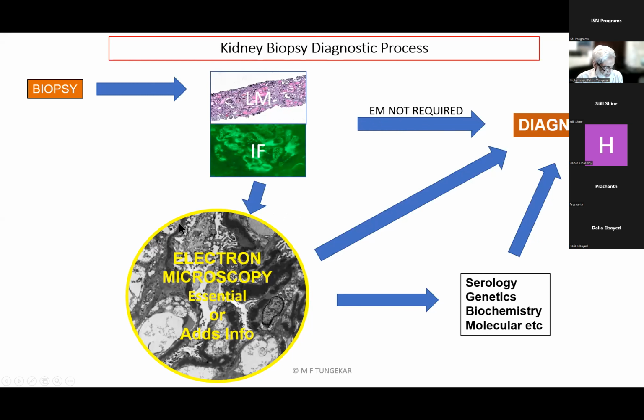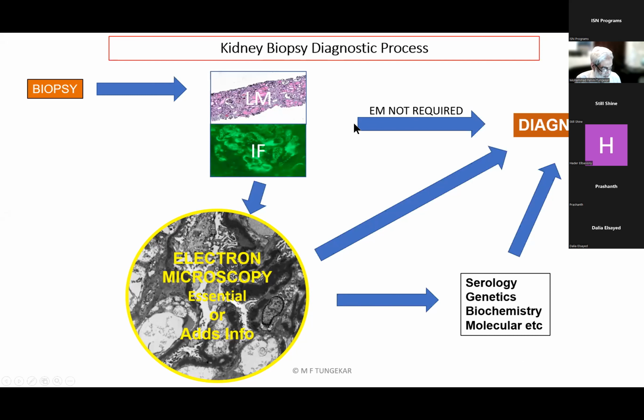And in that case, after looking at these electron microscopic images, it is possible to render a diagnosis. In some cases, there's a third pathway. And in those cases, electron microscopy raises some questions which have to be sorted out by further investigation. Now, these may range from just simple, more clinical history, or serological investigation, genetics, biochemistry, or molecular biology. And after undertaking these investigations in the light of electron microscopic findings, it may be possible to render a diagnosis.